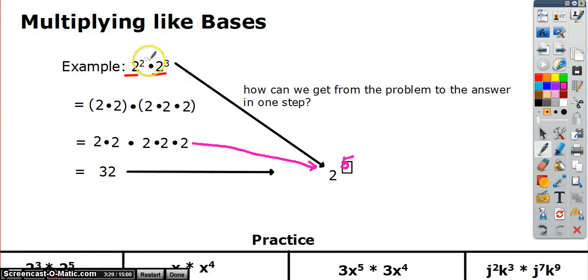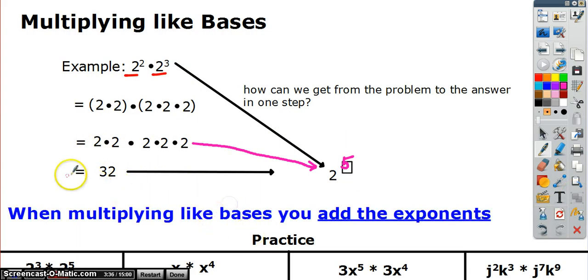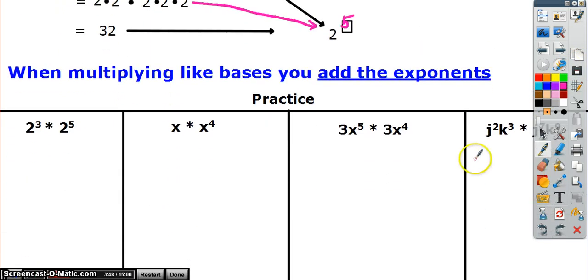So what do you think the rule is that's happening here? How can we get from the first step to the last step without going through this whole process every time? The answer is you add the exponents. 2 plus 3 is 5. So multiplying like bases, the rule is you add the exponents. Easy as that. Let's try a couple of examples down here. So we've got 2 cubed times 2 to the 5th. We use our new rule and we get 2 to the 8th.